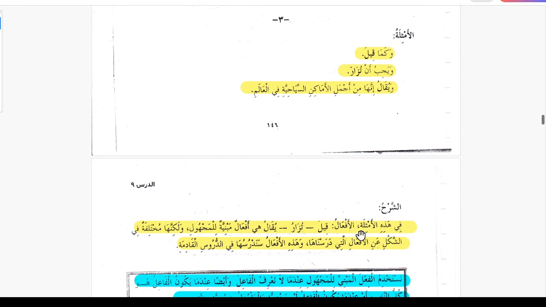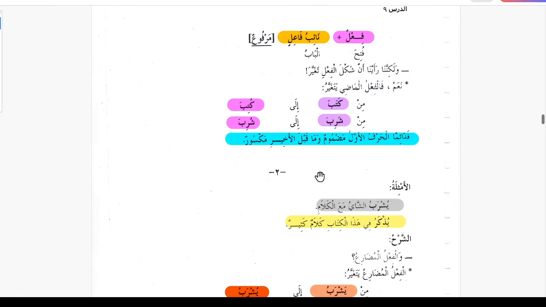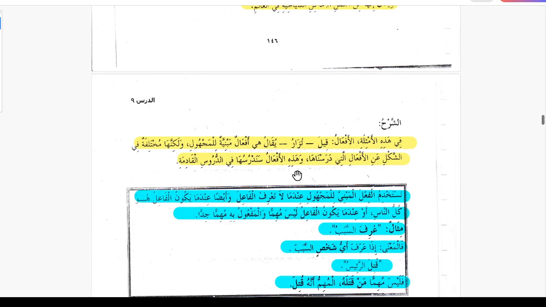We will study them later. So in these examples, the verbs like Kila or Tuzaru or Yukalu are afalul mabniyatun lil majhul, these are the passive forms of the verb. But they are different in shape from the verbs that we have studied above. So in other words, what we have studied here for the present tense and the past tense, they don't follow those shapes or those rules. And we will study these verbs in the coming lessons.